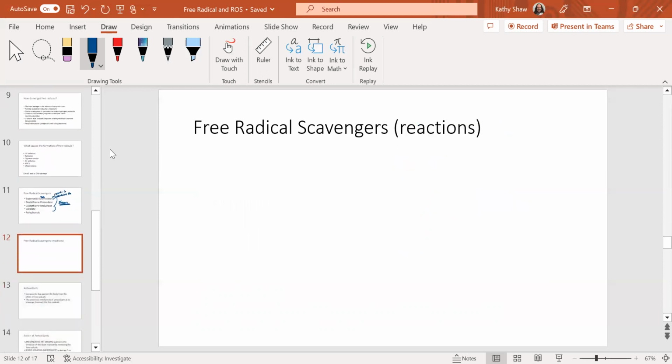So let's talk about the reactions and where we use these enzymes, ultimately getting to less harmful molecules. So the first one, superoxide dismutase, is going to work on superoxides. So if I start out with two superoxides, plus a couple of protons, superoxide dismutase, like we said, is abbreviated SOD, gives me hydrogen peroxide plus oxygen.